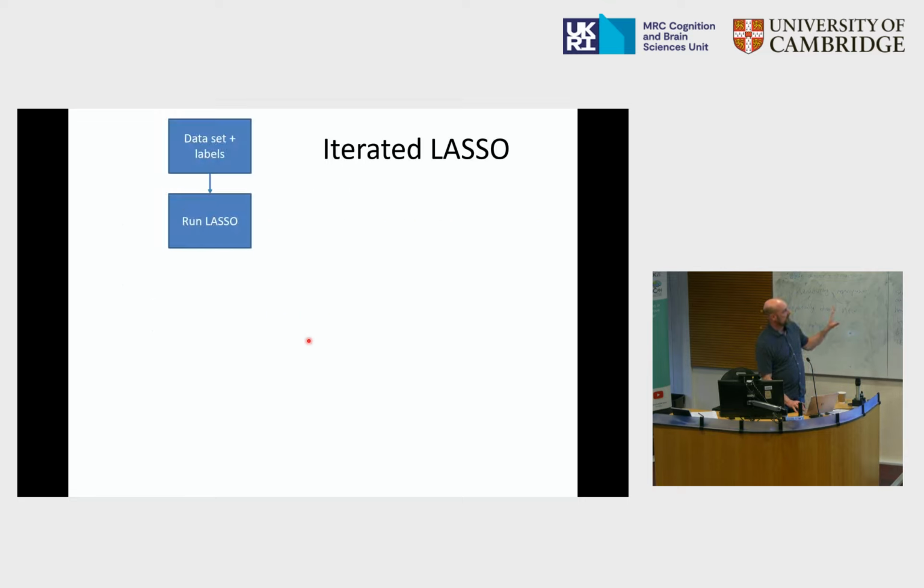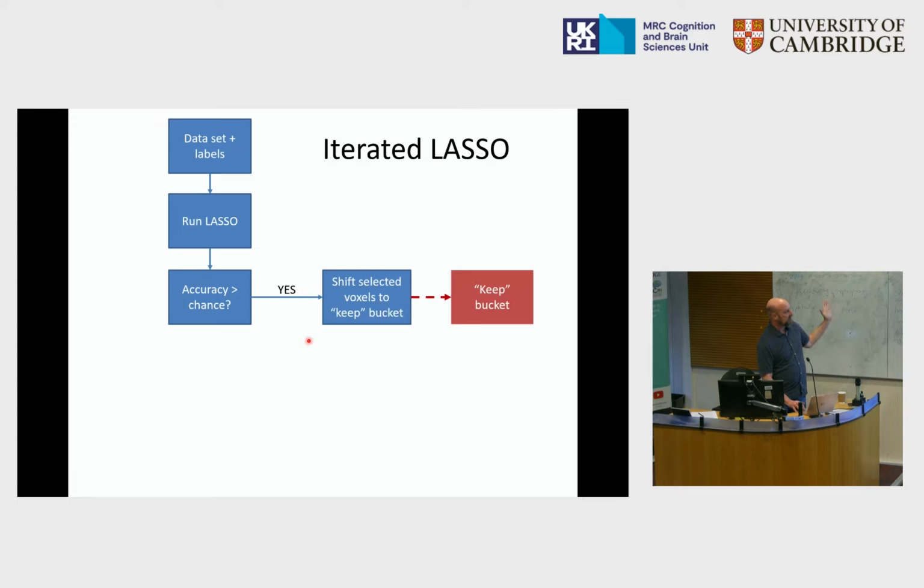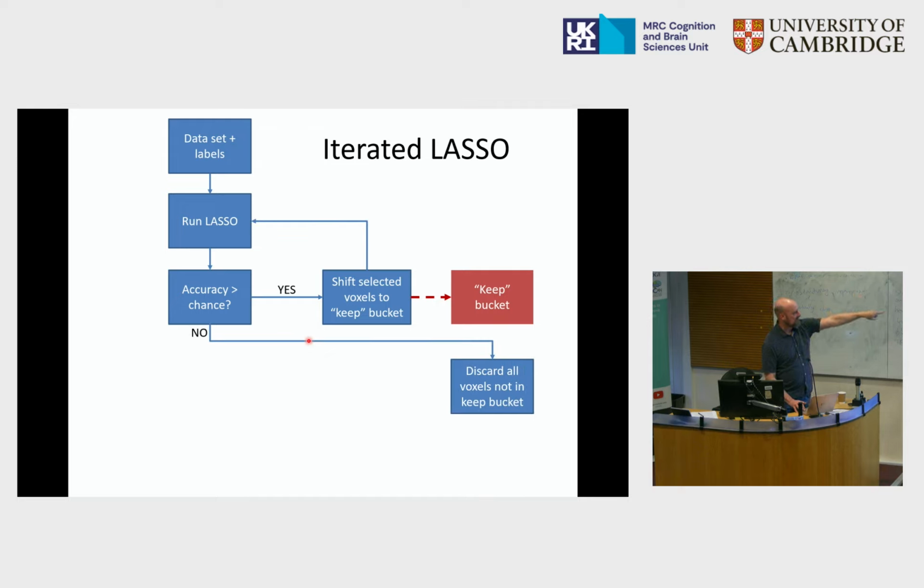Take our data set and labels, run lasso. Do we do better than chance? If we did, take those voxels out and put them in a bucket. Okay? Now run it again. Are we still better than chance? If yes, take them out, put them in the bucket. Keep going until now your classifier hits chance. Now we kind of say, okay, well, everything that's still in the data set doesn't have any information because our classifier is at chance.